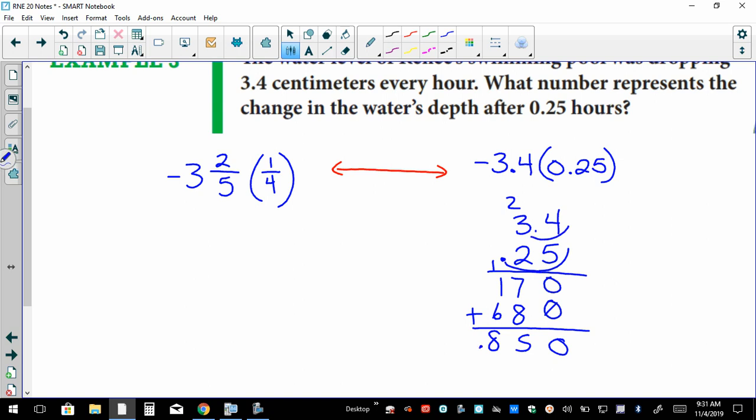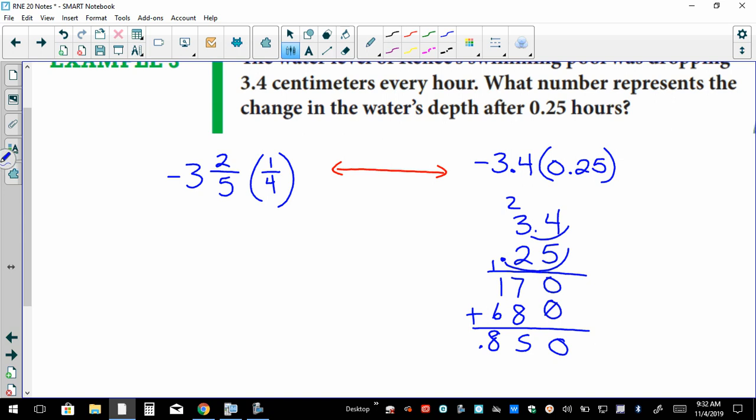Is that right? I heard a yeah and I heard a no. No. Why isn't it right? Well, if I get here and I think, what is that actually? The decimal point should be between the 8 and 5. Not in my case. I got 3 places.